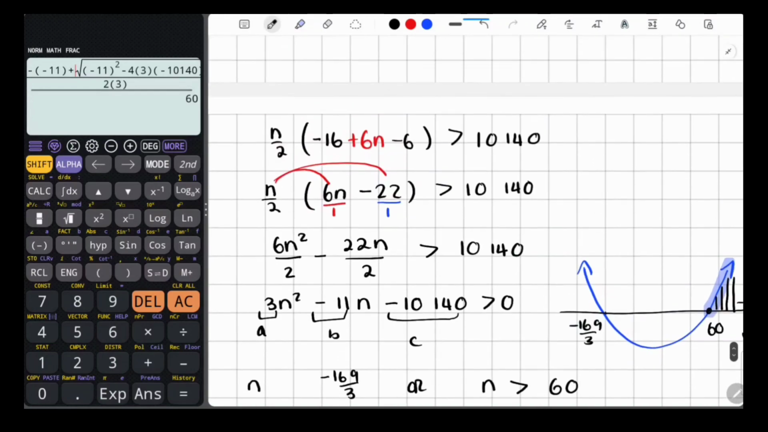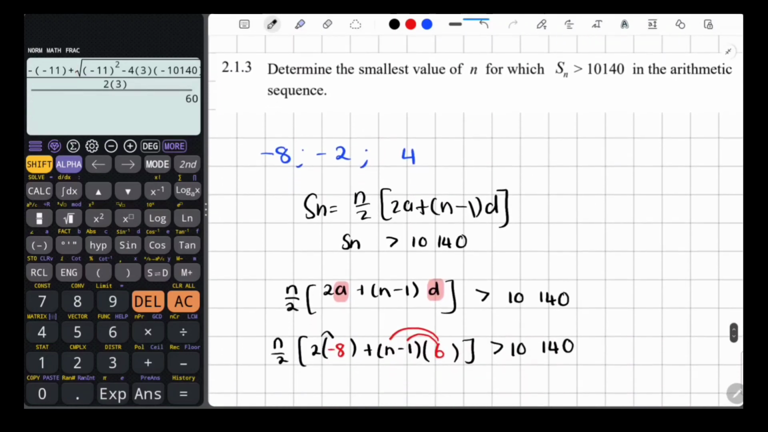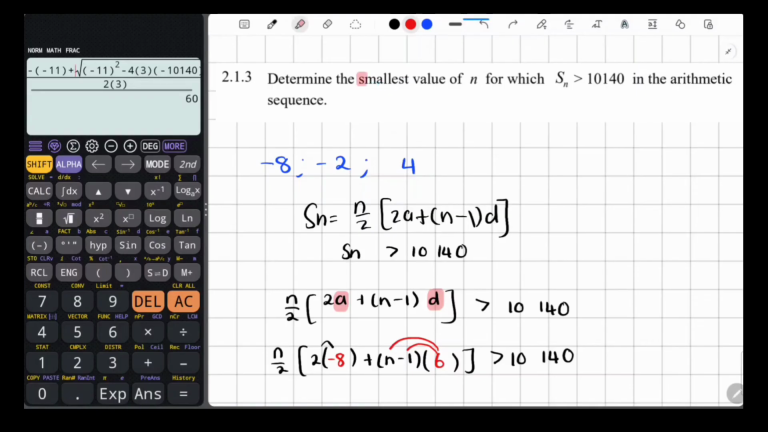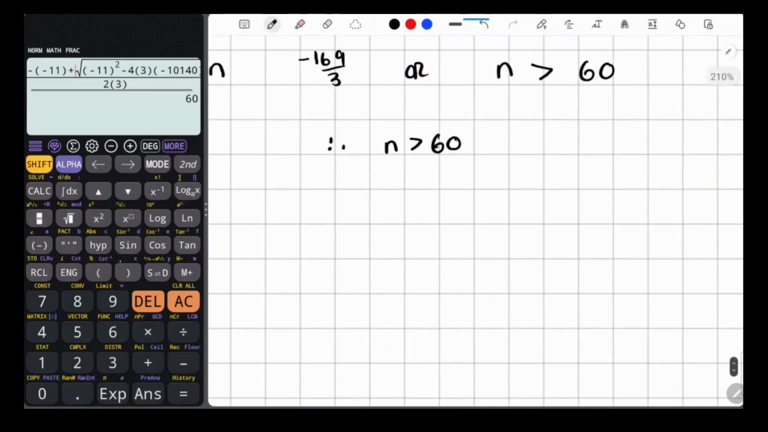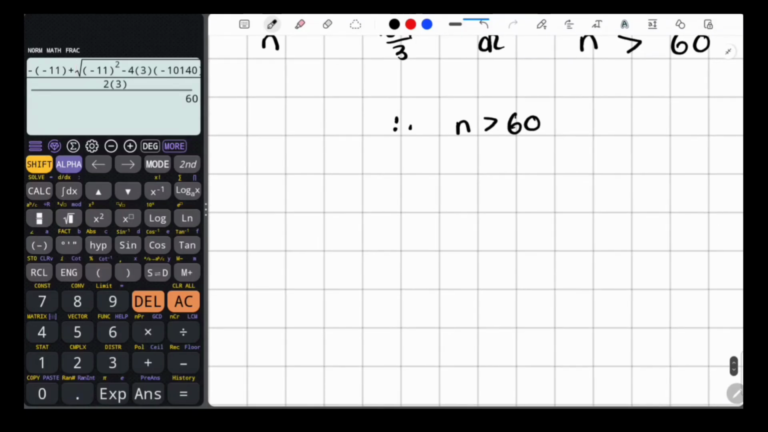But now let's go back to the question and just make sure we are answering the question. They said, determine the smallest value of n for which this is greater than that. The fact that they're asking for the smallest value of n, this is what they're actually saying. And this is how you can understand these types of questions that they always put in. So focus on your solution. Your solution is saying that n is greater than 60. Remember, these are patterns, so we are taking things like the first term, the second term, not really the 5.2 term. So we're going to be looking at integer values or whole numbers.